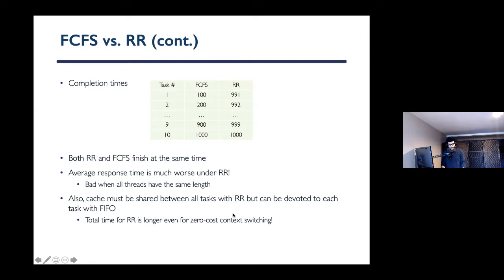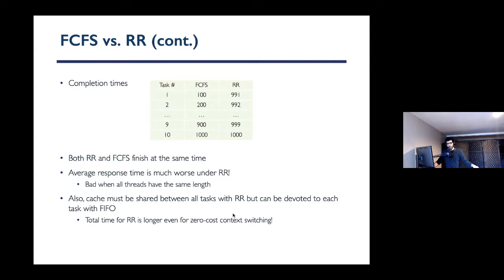There is not much change in terms of throughput. You still are completing 10 tasks per 1,000 seconds, so no change in throughput, but average response time is much worse under round robin.